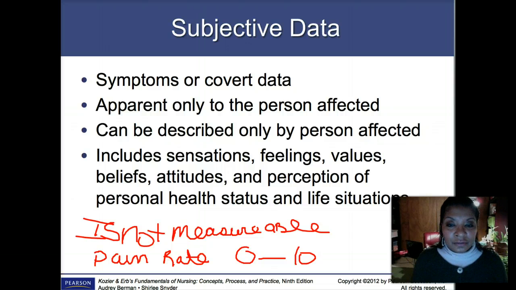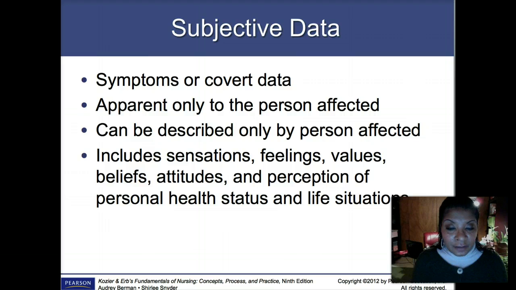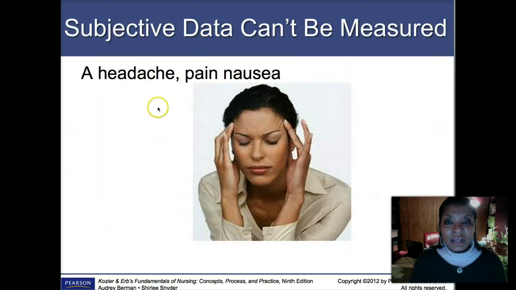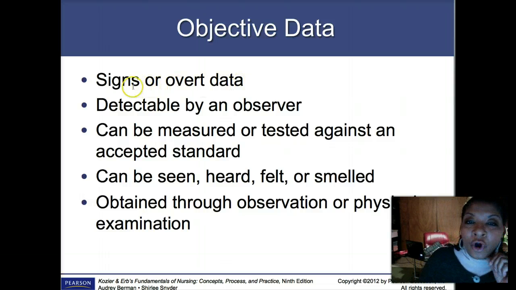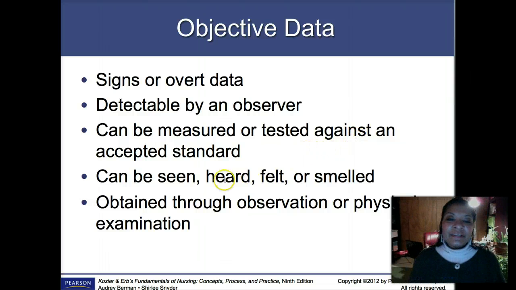So a common subjective problem is a headache. A headache, pain, nausea. Again, subjective data cannot be measured. Your next type of data is objective data. They have overt signs. It's detectable by the observer. You can see it. It can be measured or tested against an accepted standard, like blood pressures. It can be seen, heard, felt, or smelled, and it's obtained through observation or physical examination.